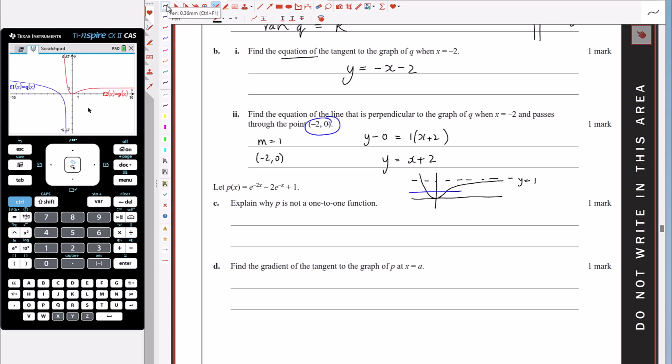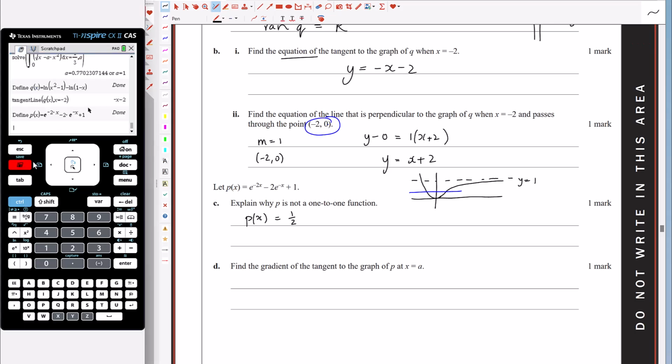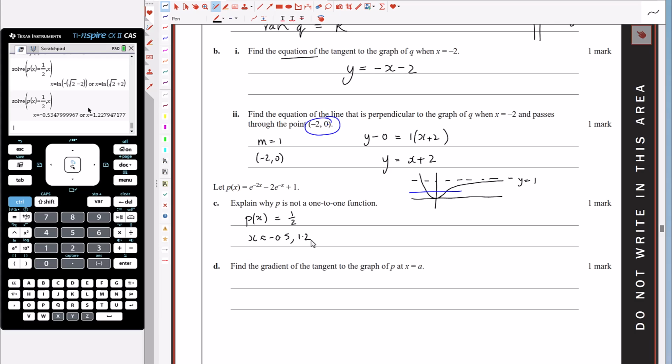Okay, so what I'm going to do is show that it fails the horizontal line test. So let's say, for example, if we solved p of x equals a half. So if I solve p of x equals a half, we get two values. Let me just get them as decimals. We get x is approximately negative 0.5 and 1.2. Okay, and so because we get two solutions, that's by definition why it is not a one-to-one function. It's in fact a many-to-one function.